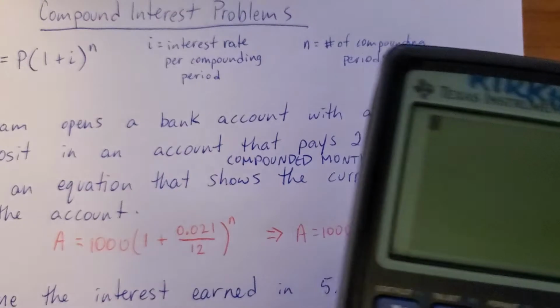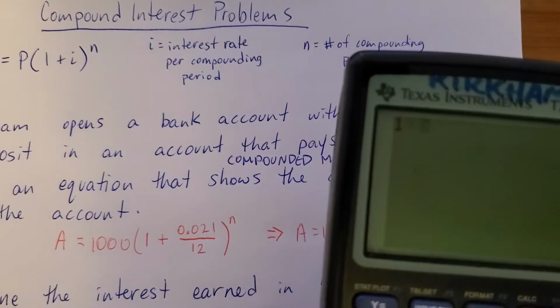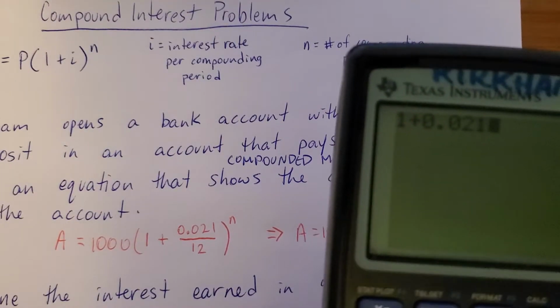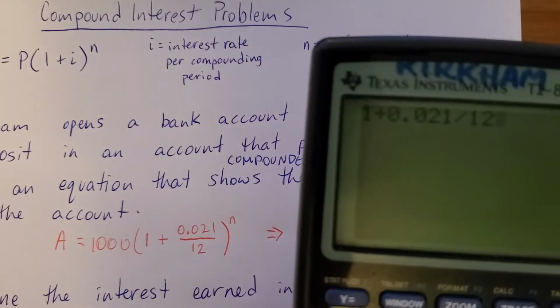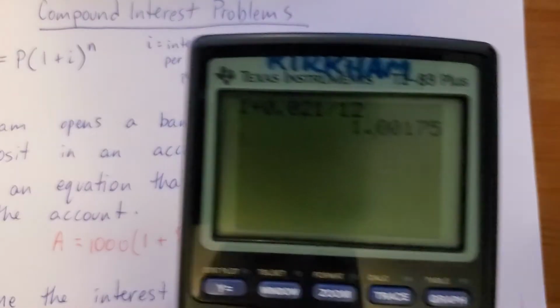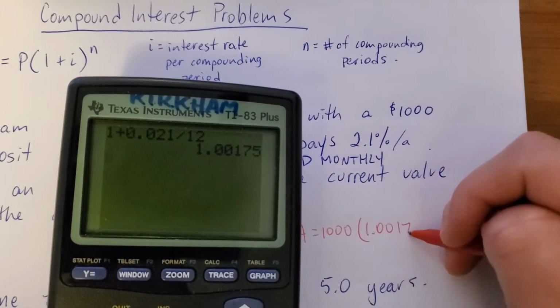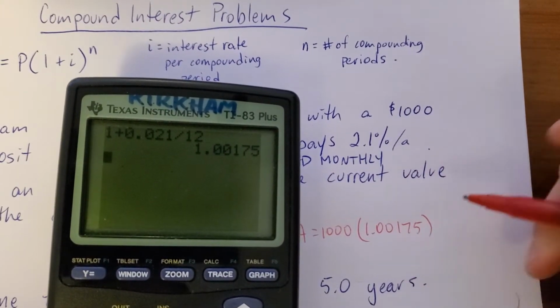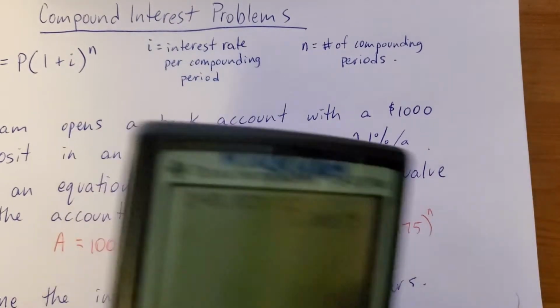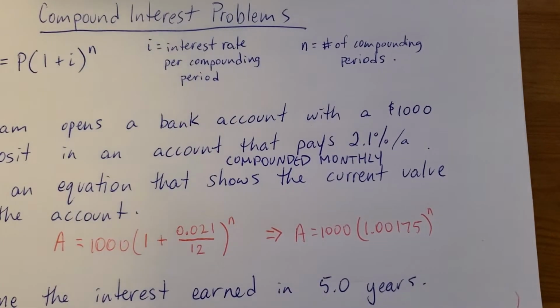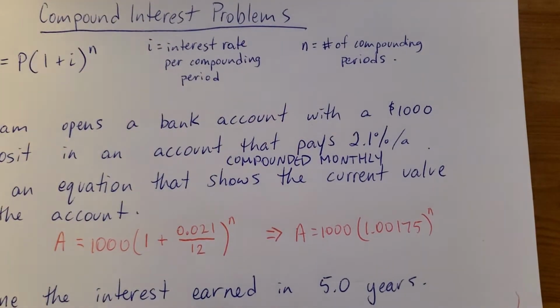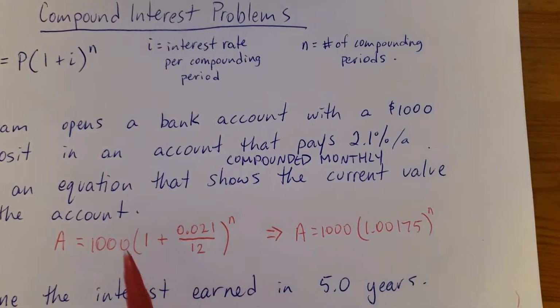To do 1 plus 0.021 divided by 12. Write out all of those decimals. Do not do any rounding at all. Like if you rounded this to 1.0, the question wouldn't make sense. He would have $1,000 in his account forever. That's not a good bank account. So again, I'm totally fine if you leave it like this. If you are going to combine it, make sure you write down all your decimals.